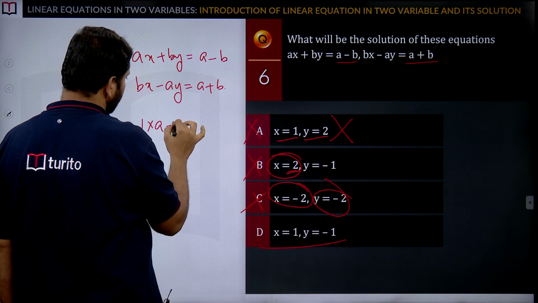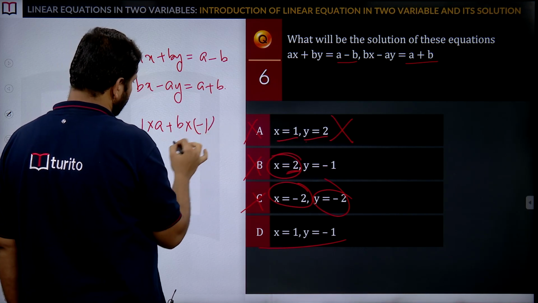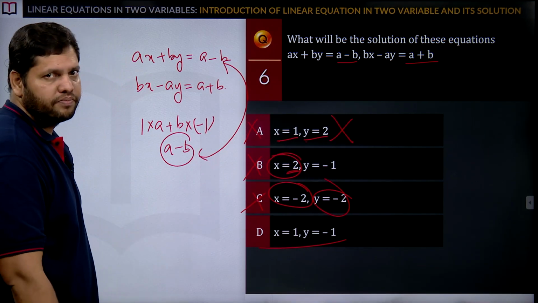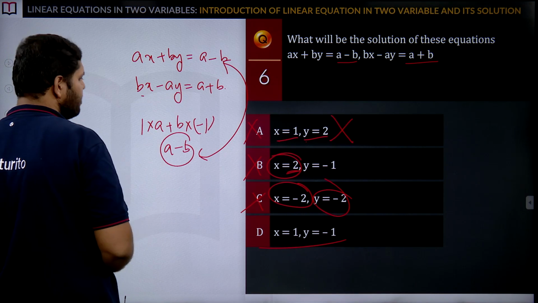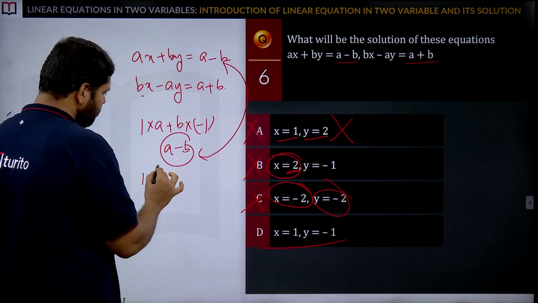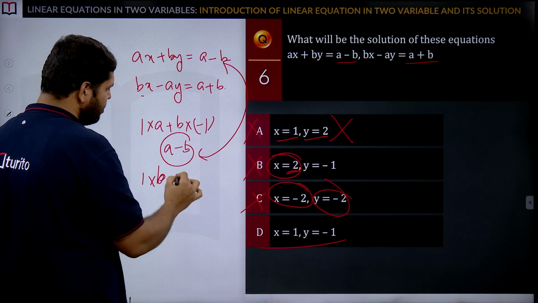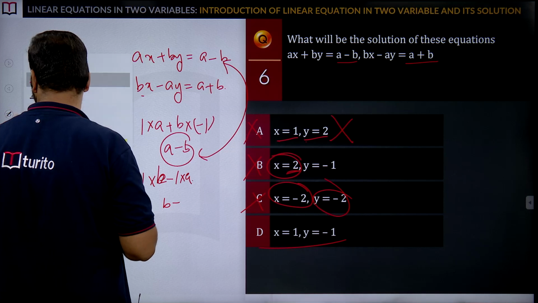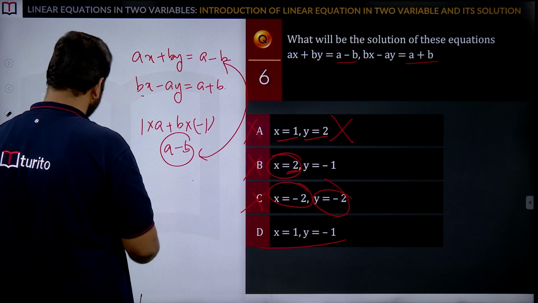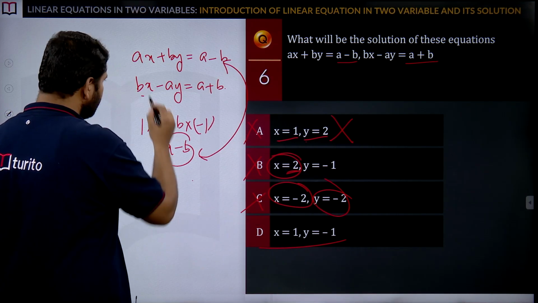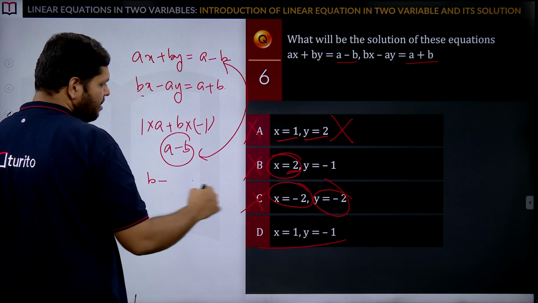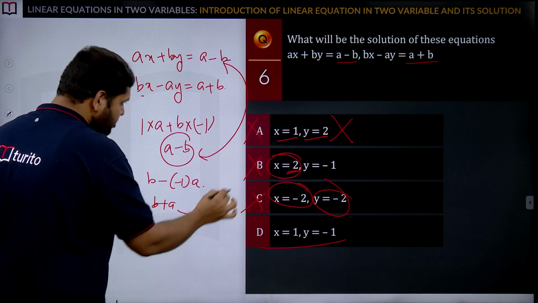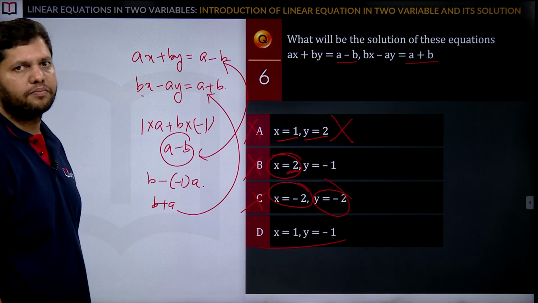So 1 into a, and b into minus 1. So this is a minus b. See, children, a minus b, both are the same. And the second equation, bx minus ay. So b value 1 into b, a value also 1, so 1 into a. So x is 1 here, write down this is b. And y is minus 1, so write down minus of minus 1. So this is again b plus a. See, children, RHS is correct.